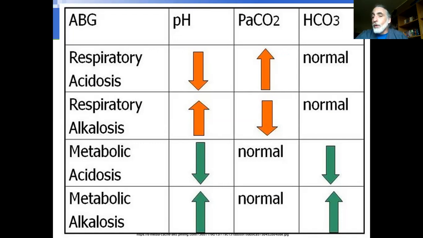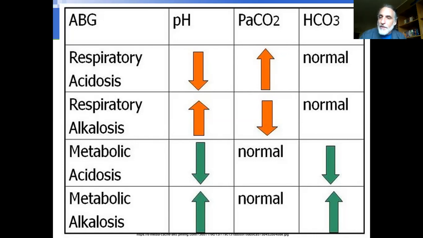Now we hit, so ROME, respiratory opposite. The arrows go in the opposite directions, right? Metabolic equal. In metabolic acidosis, the pH is down because they're acidotic, right? The bicarb, which is the abnormal, is down because bicarb is metabolic, right? CO2 is respiratory. Bicarb is metabolic. They're going in the same directions. The pH is down, the bicarb is down. Metabolic alkalosis, the pH is up, and the bicarb is up.